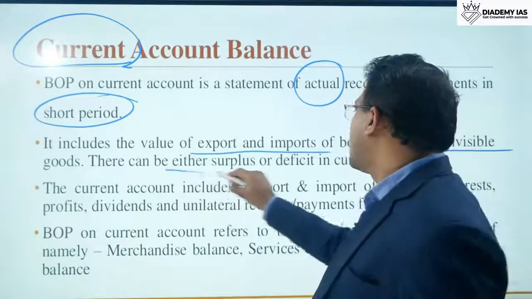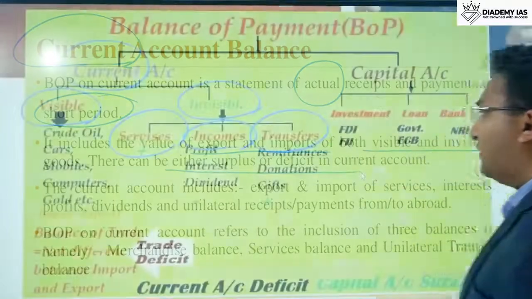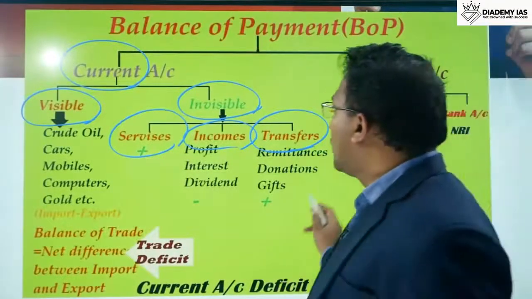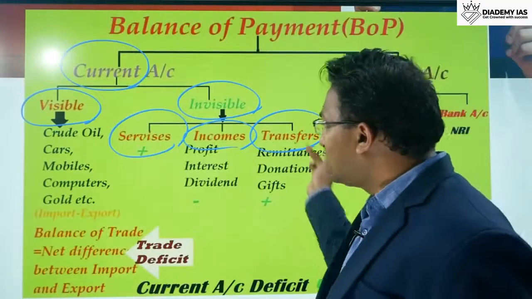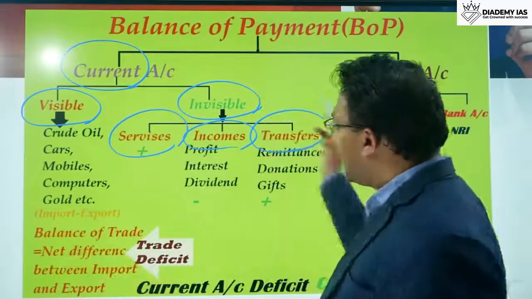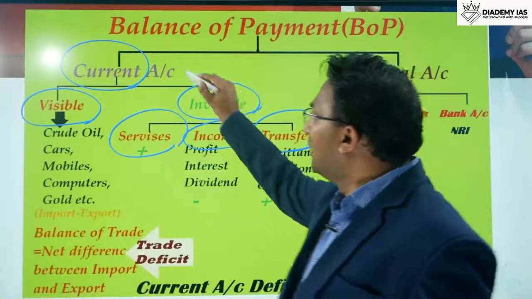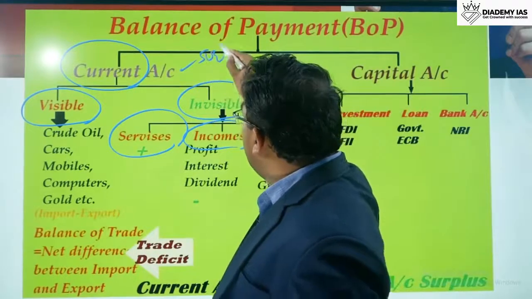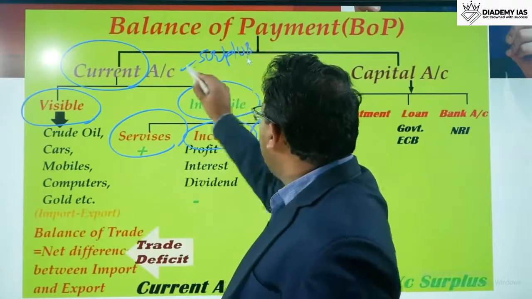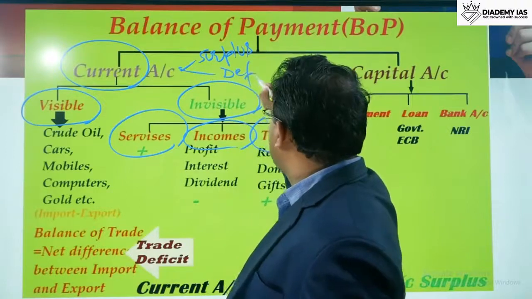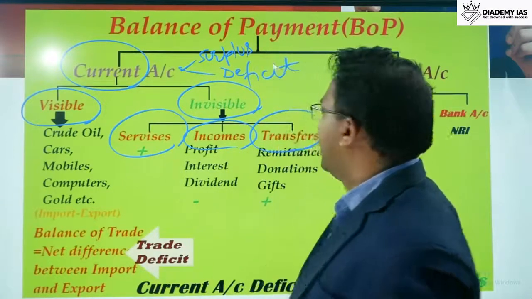There can be either surplus or deficit, right? So in this diagram, we can see overall there is a possibility of both surplus and deficit in the current account. There can be a surplus in the current account or there can be a deficit in the current account. So both possibilities are there.